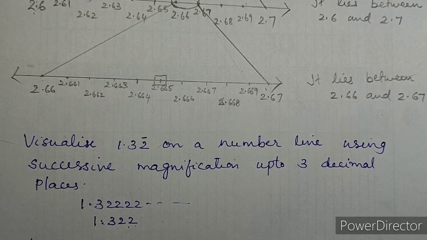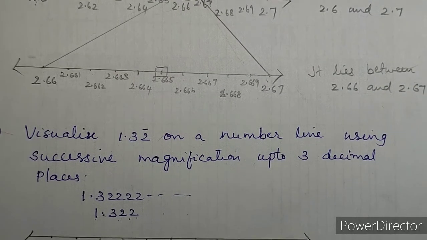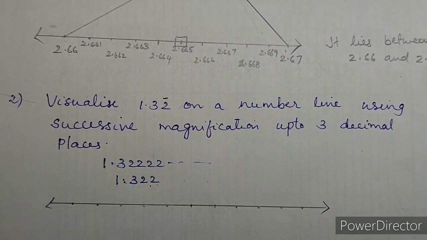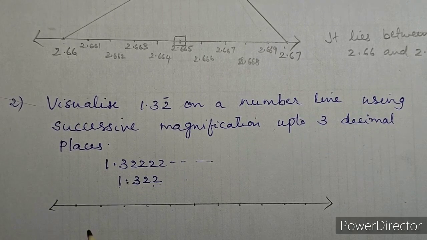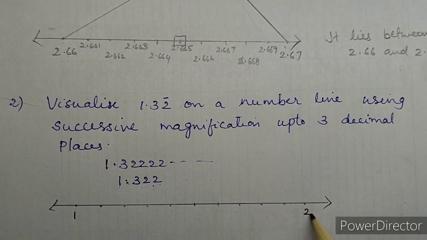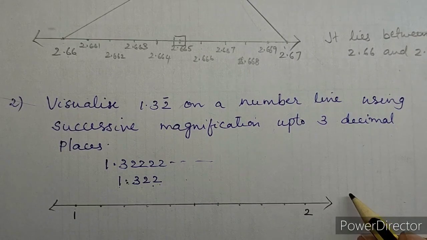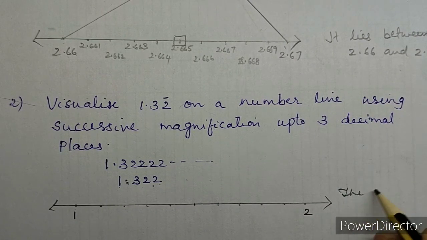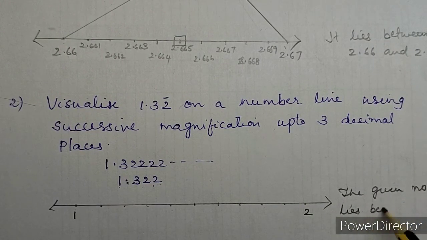So the number 1.322 lies between which 2 whole numbers? Obviously it is lying between 1 and 2. So you have to draw the first number line between 1 and 2, in magnified form. We will see that first number line. So this is in between 1 and 2. The number lies in between 1 and 2. You should write here the given number lies between 1 and 2.